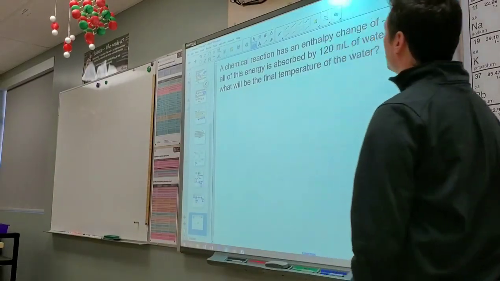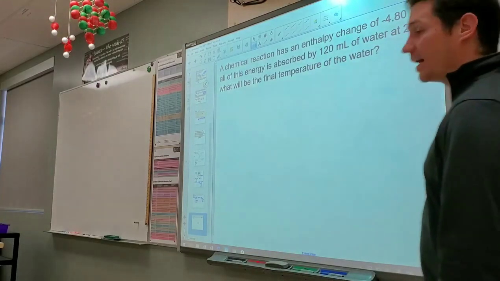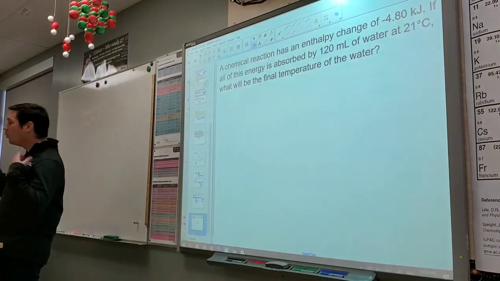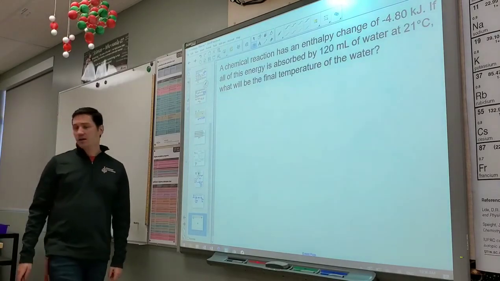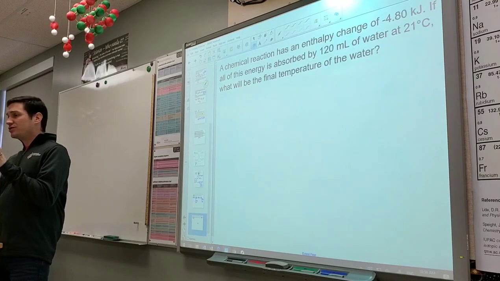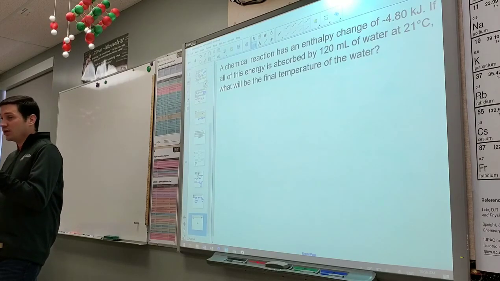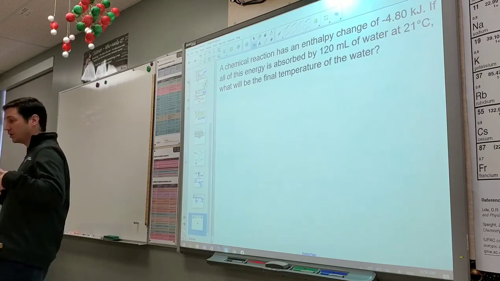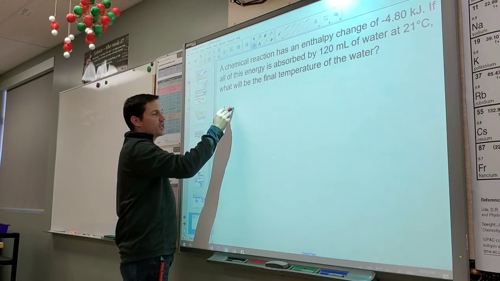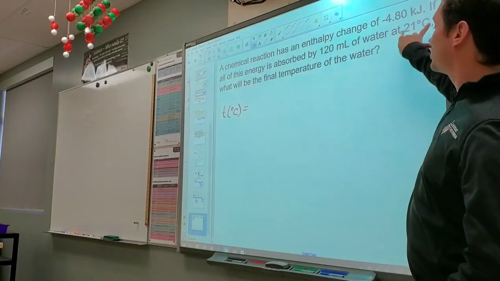So a chemical reaction has an enthalpy change of this much. If all the energy is absorbed by 120 milliliters of water at 21 degrees Celsius, what will be the final temperature? What I'm curious about is what do you want out of this? You want the final temperature, but in general, all you care about right now is the temperature change. If you knew the temperature change, you could just add it or subtract it to your temperature. So we're looking for the temperature change in degrees Celsius. Yes, I agree. The question has degrees Celsius in here.